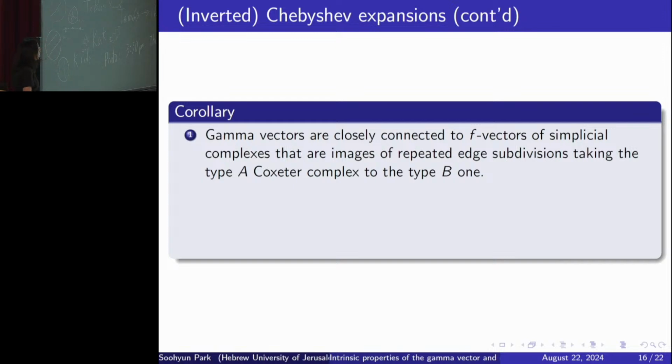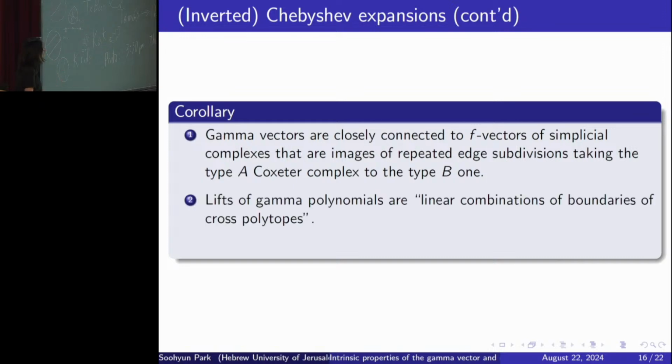And they're basically certain repeated edge subdivisions, and one thing that does is take a type A Coxeter complex to a type B one, for example. And apart from that, it helps us decompose things into building blocks, and if we take an appropriate lift of these Chebyshev polynomials, it actually turns out that we can think about these as linear combinations of boundaries across polytopes.